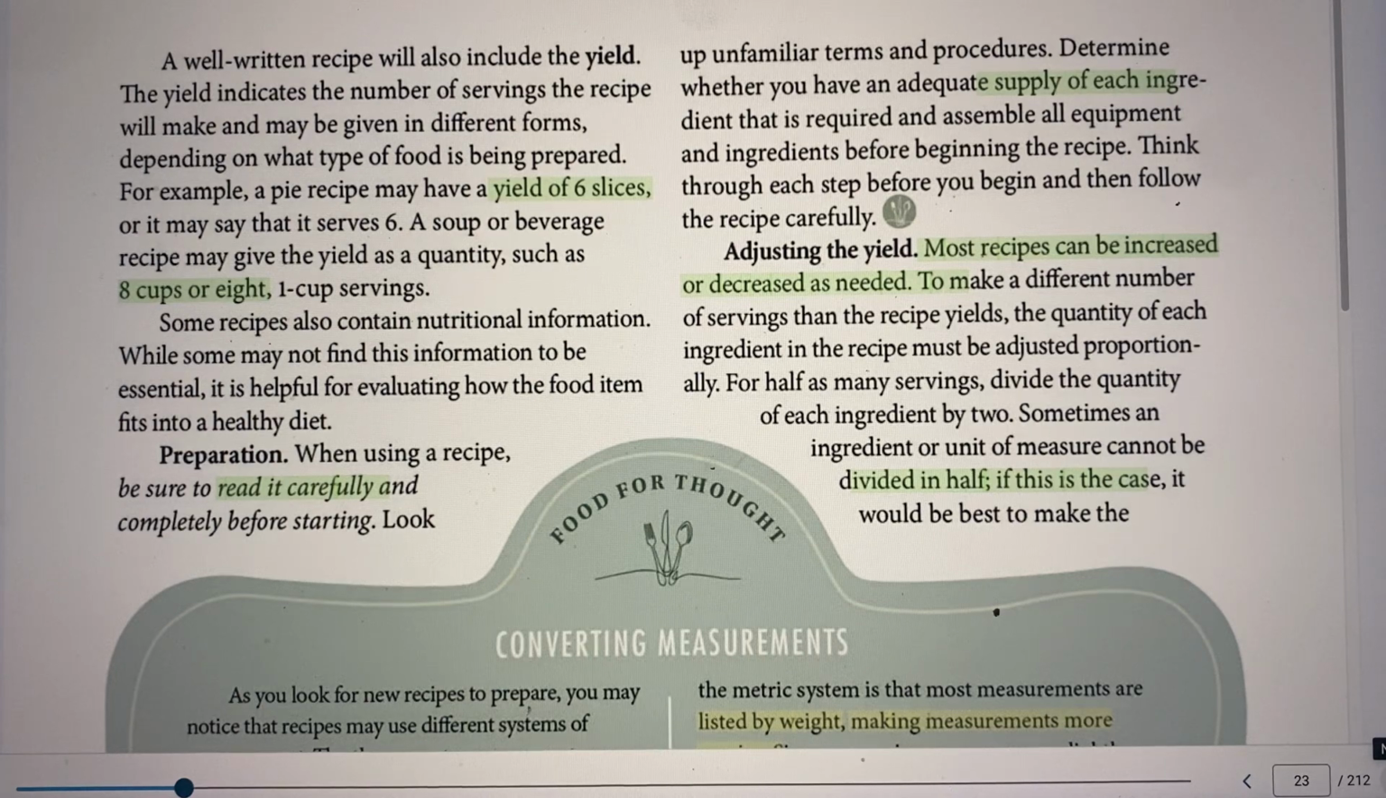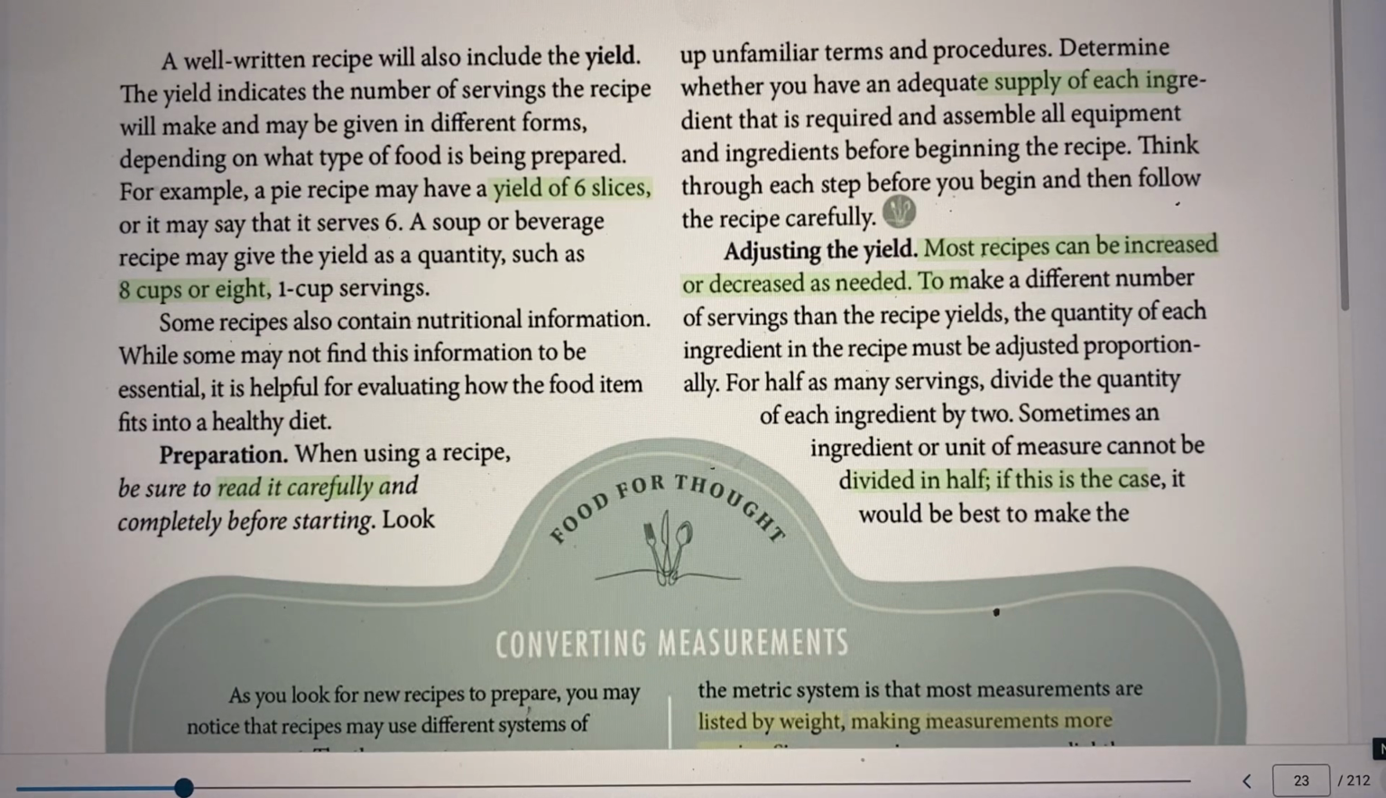We adjust the yields. Say we need to double the recipe, or maybe we need to cut the recipe in half. Can we really do that on that recipe? It must be very proportional. If we divide it in half, it must be exact. If we double it, it must be exact too. So we have to make sure that we're figuring right. In fact, you may require a different pan if you double it, or you may have to adjust the temperature even.